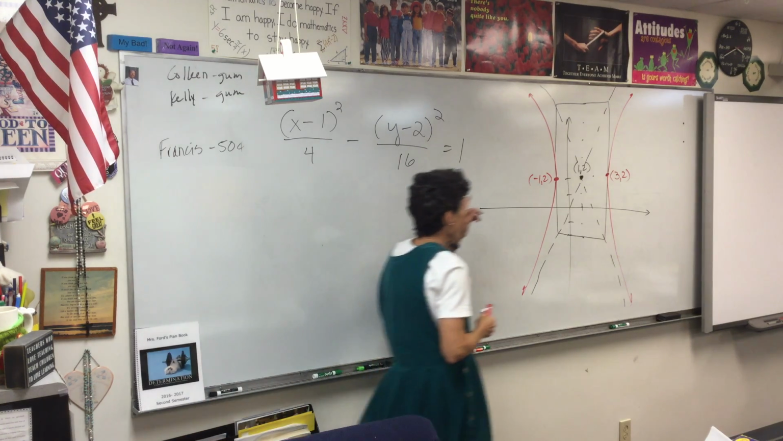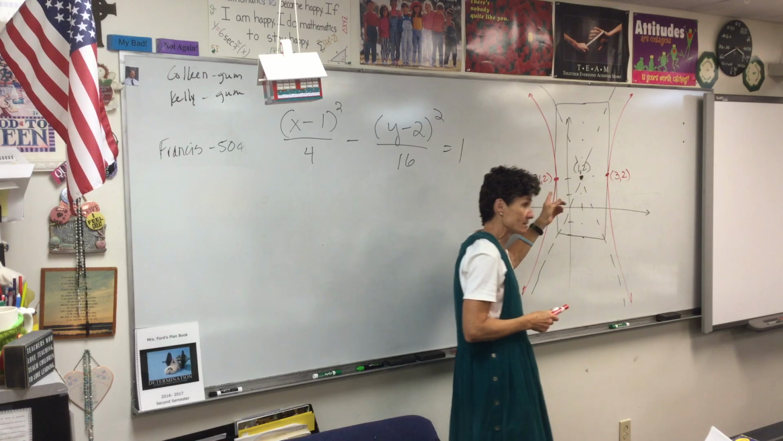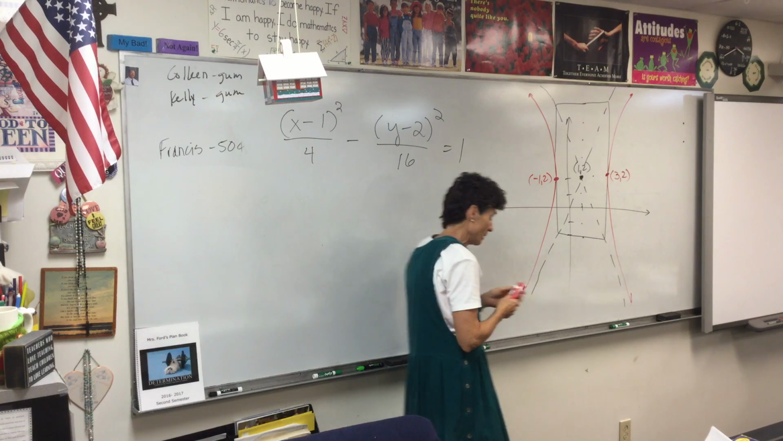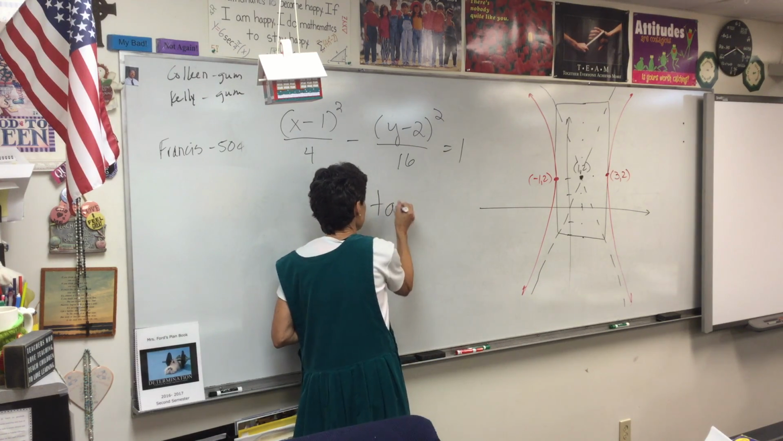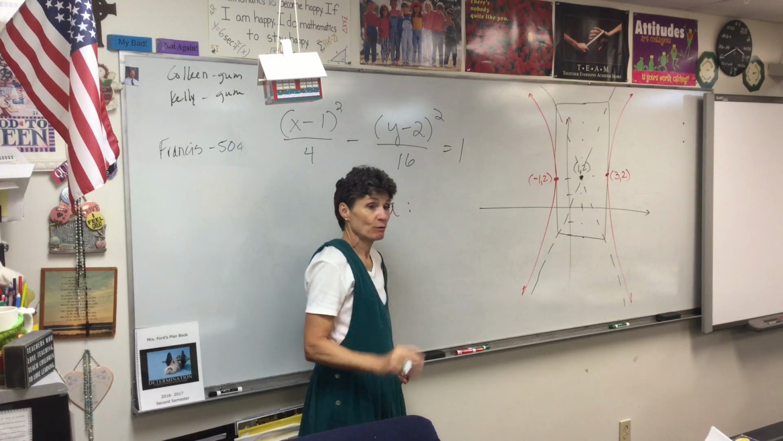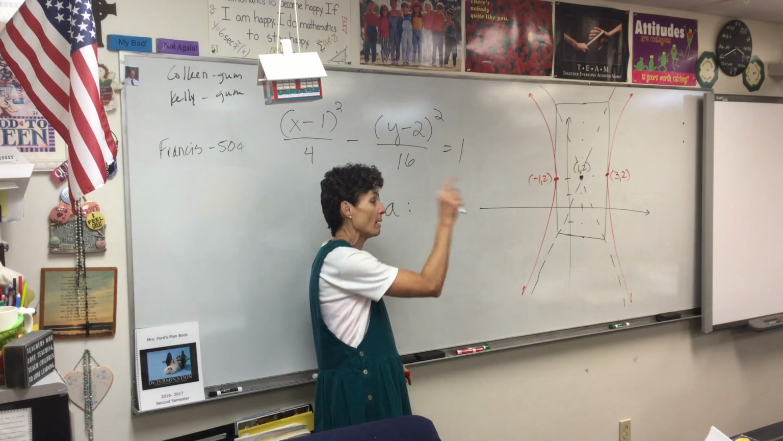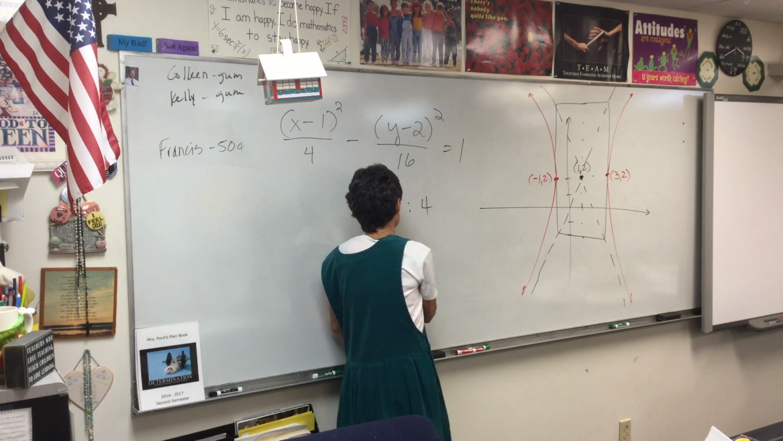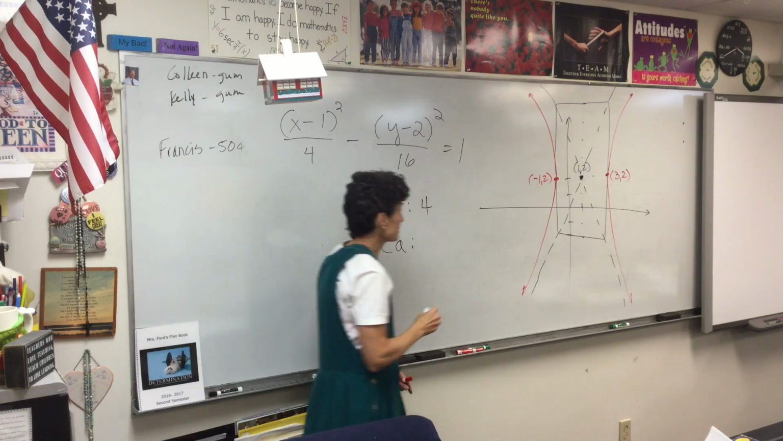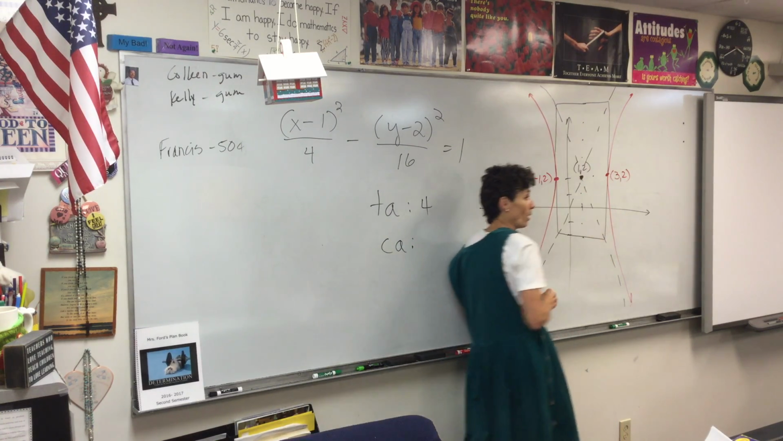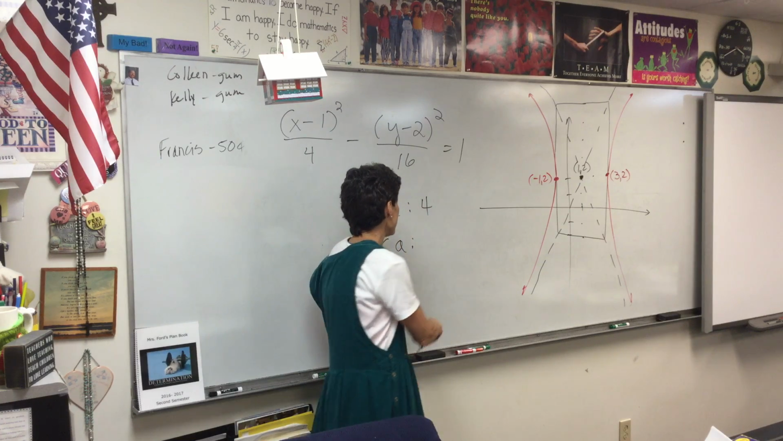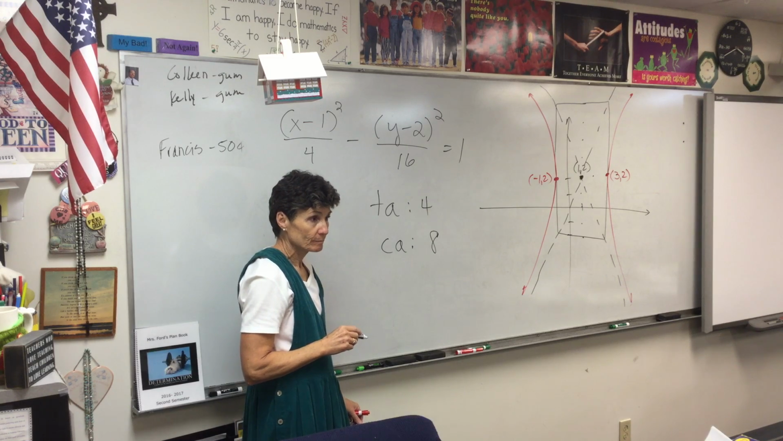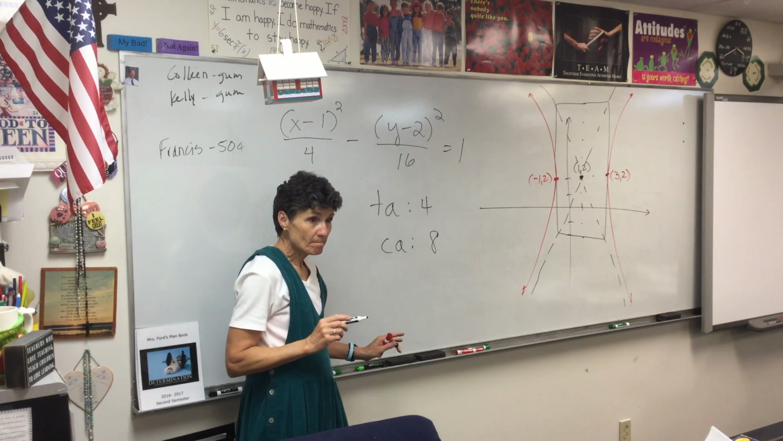Now, this axis that connects the red dots, the vertices, is called the transverse axis. So in the blank that says TA, that means transverse axis. And since you went back and forth 2, it would be 4 long. The other axis, which is the up and down one in this problem, is 8. Why is it 8? Because I went up and down 4. All right, everybody with me?